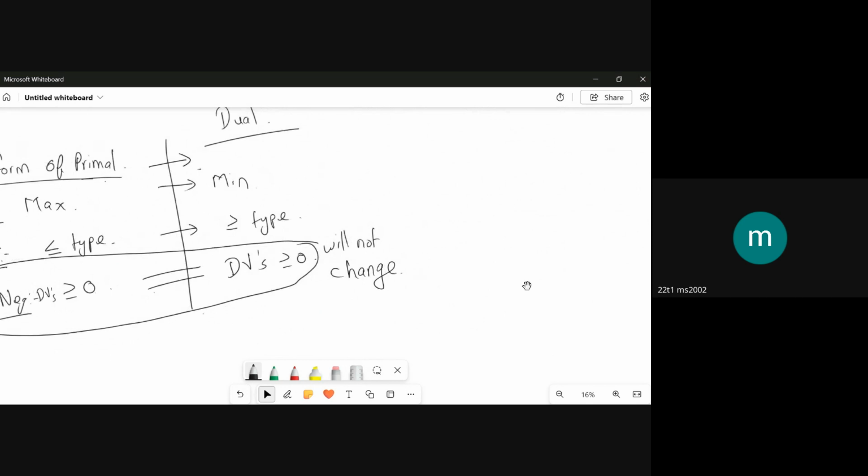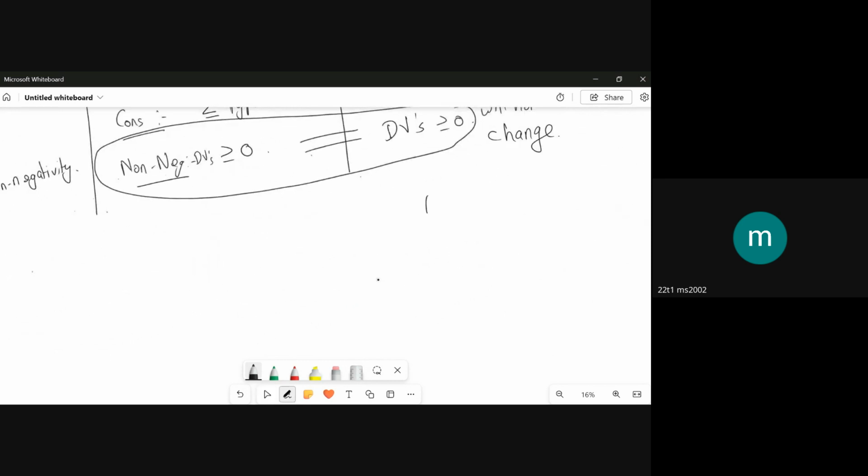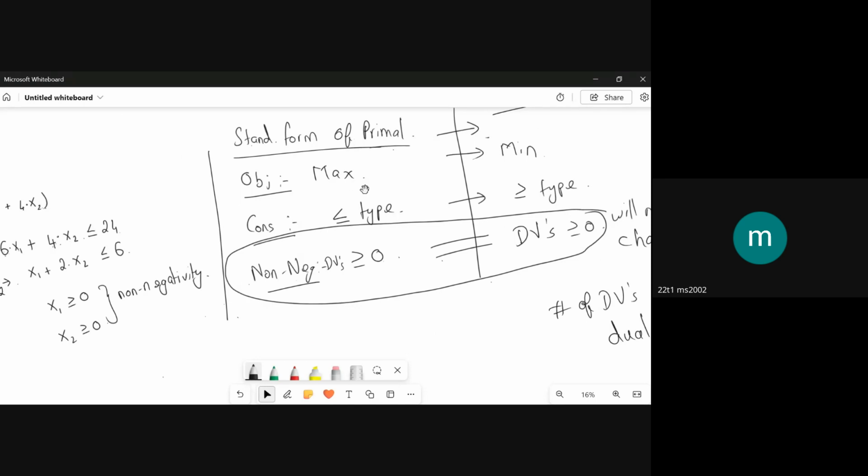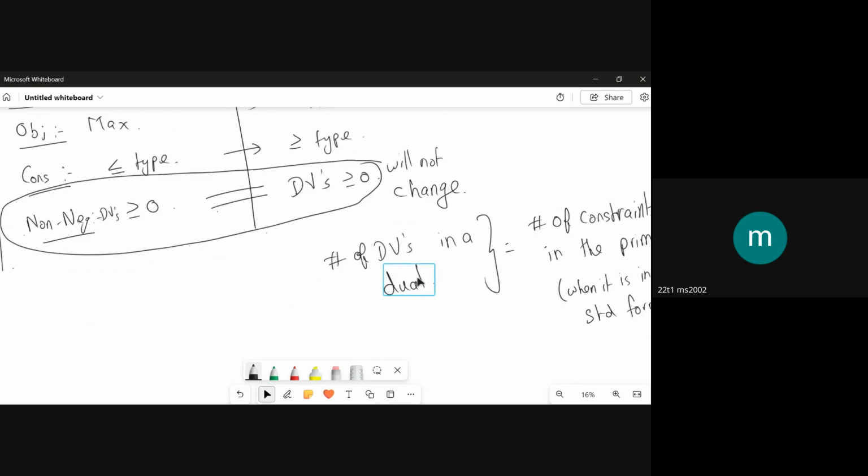So in a dual, the number of decision variables that I will have is going to be equal to the number of constraints in the primal. I will put a clause in brackets because this would be the easiest method: in the primal, when it is in the standard form. Okay. So when I have converted my primal to a standard form, the number of constraints that I have will correspond to the number of decision variables in the dual. Yeah, any questions? No. All right. So the number of constraints that I will have in the primal will correspond to the number of decision variables that I have in the dual.